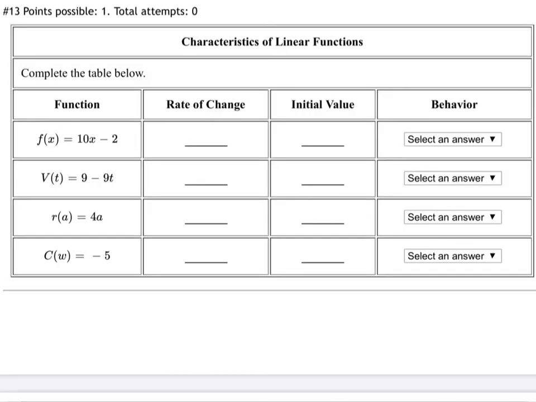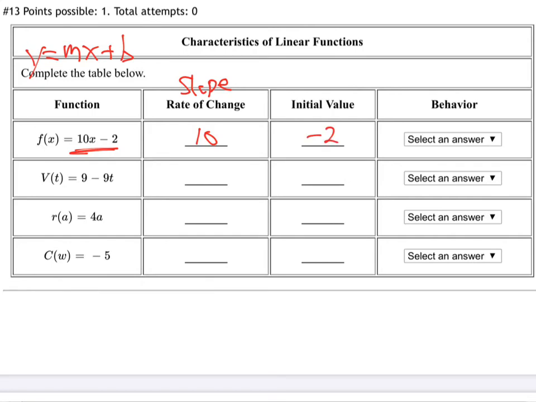So on this question, first off, they're going to give us a function, and they're going to say, what's the rate of change of the function? Do you know which of those numbers is the rate of change for this function? Yeah, it's the 10. It's the slope. Rate of change is the slope. y equals mx plus b. And what's the initial value?